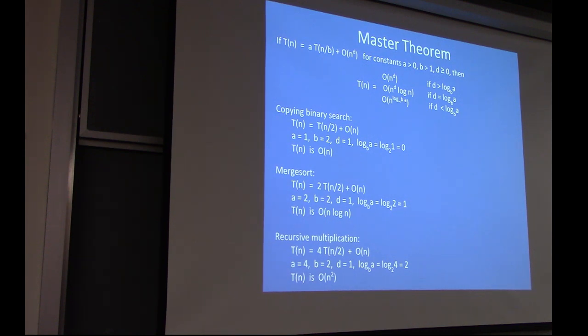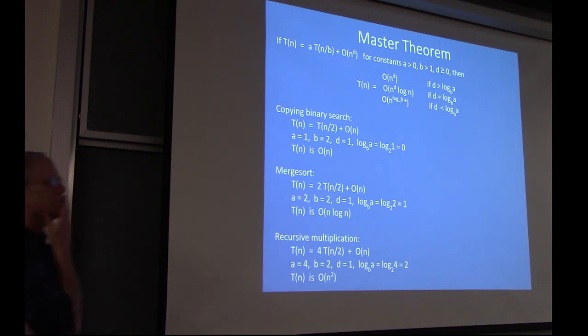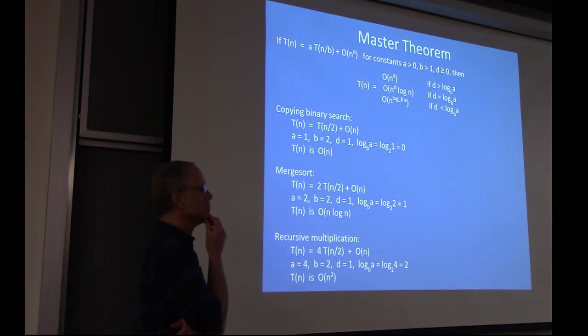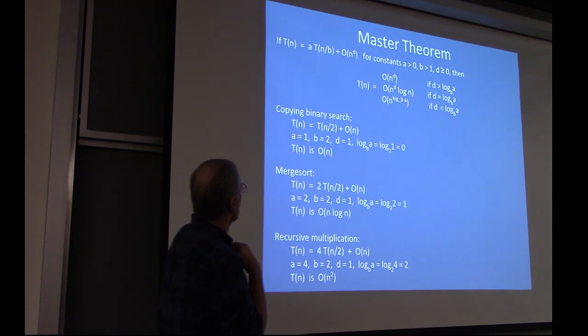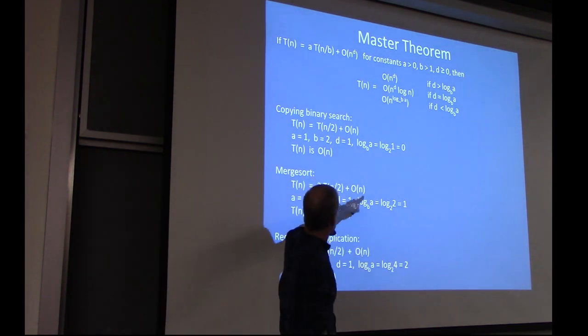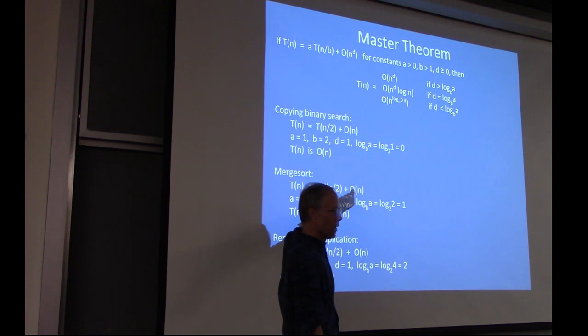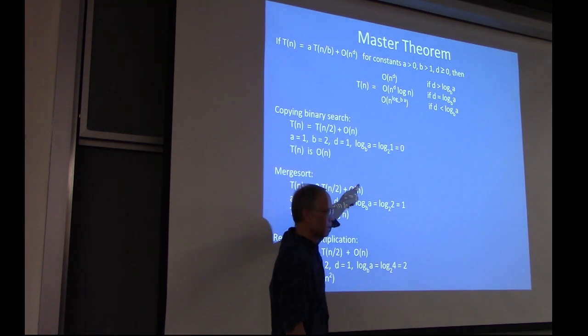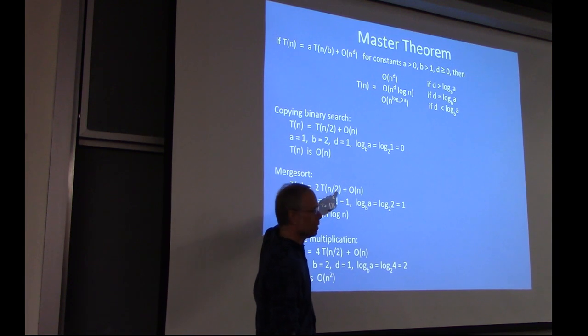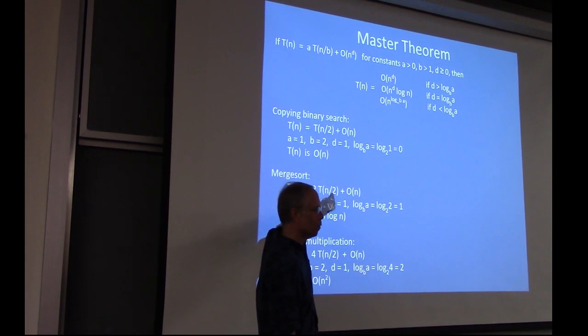Will we ever run into cases where either D or log base B of A are equal to 0? Okay, so he asked, could D be 0? What would that correspond to? Constant, O of 1. O of 1 amounts to D being 0. O of n to the 0 is 1. So yes, D could be 0. Could this be 0? Yeah, that won't fly.